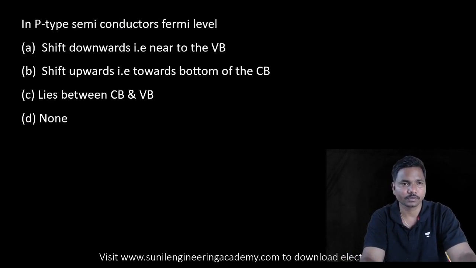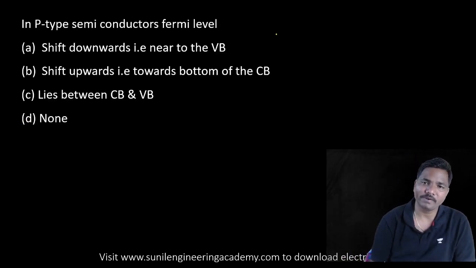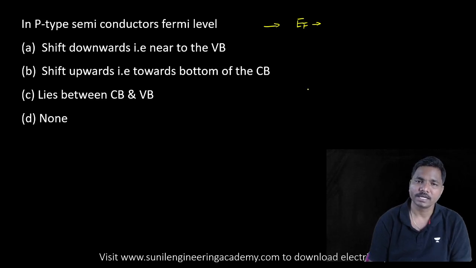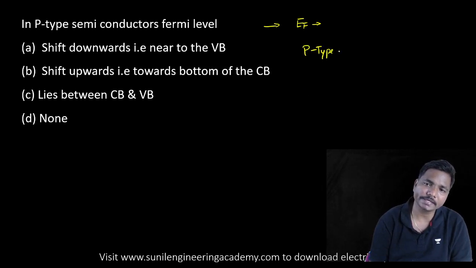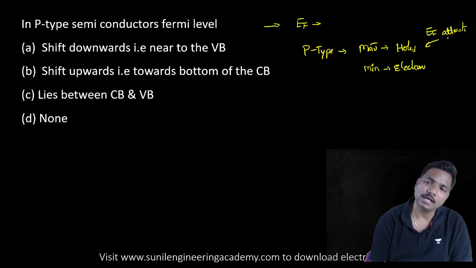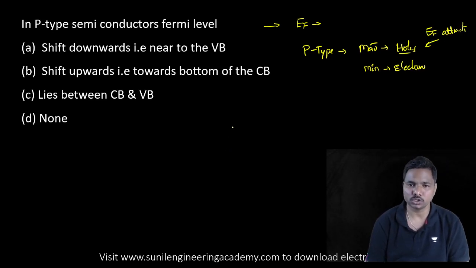Okay. The P type semiconductor Fermi level lies where? Just as I said, the Fermi level always attracts towards wherever there is more concentration. In case of P type, what are the majority carriers? Majority carriers are holes, minority carriers are electrons. So the Fermi level attracts towards the majority carriers, towards the holes.